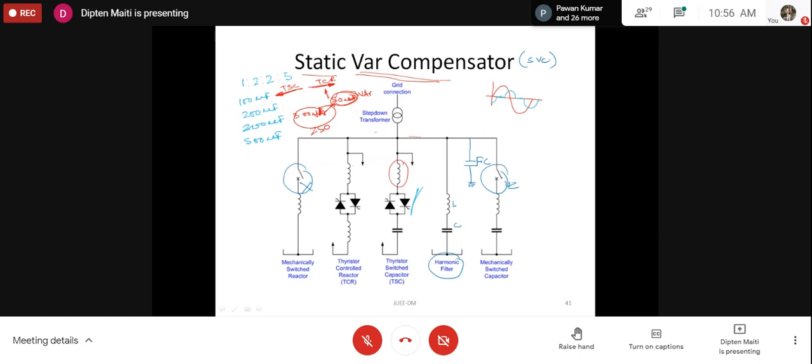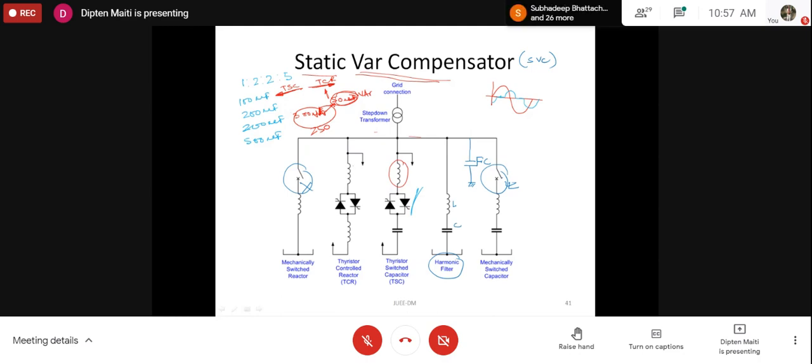So this way, by the combination of TSC and TCR, and sometimes a fixed capacitor, the SVC would operate to supply any amount of reactive power, and that control can be done smoothly by using a TCR, which would absorb the extra reactive power supplied by the TSC. This control can be very smooth, because we can delay the firing angle smoothly by using an SCR, and by using that we can control the reactive power very smoothly by using this static VAR compensator.